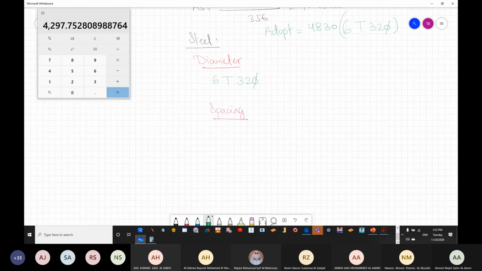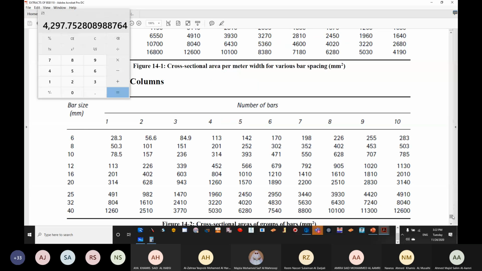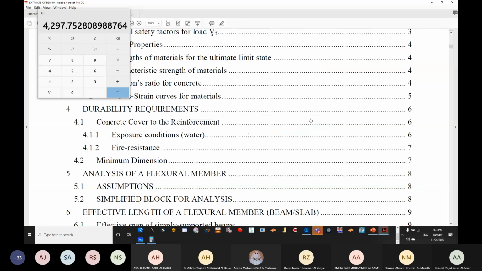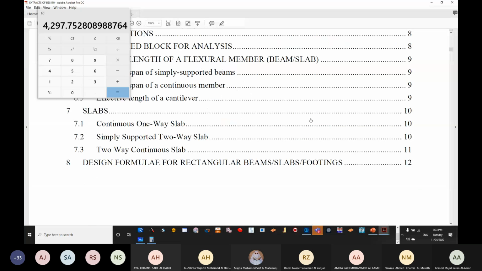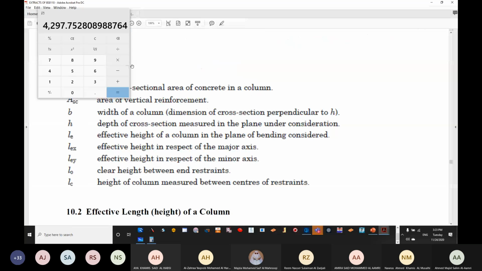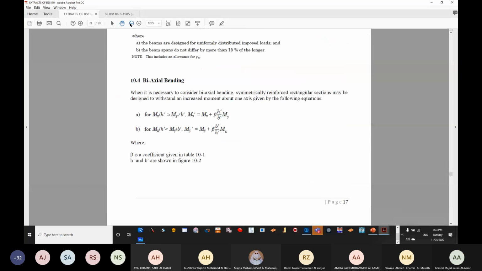Okay, the spacing according to the code, we return back to the code. By the way, the minimum diameter for a column is 12. I believe I have told you last class. So for the column, we close this one and we go and search for spacing.